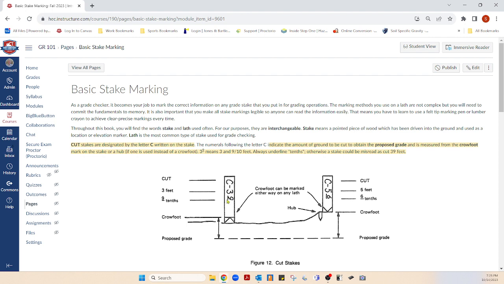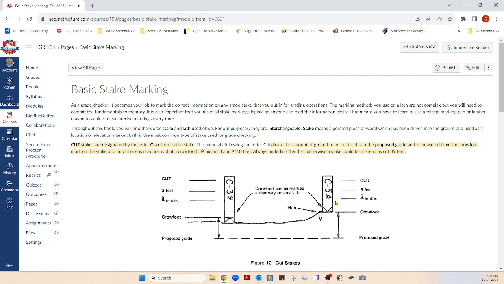Why don't we just say 3.9, 3 9/10? Well, the dot may confuse the grade checker, and he may think it's cut 39 feet. I'm pointing to it up here. See, this 3.9 means 3 foot 9 tenths. Always underline tenths, otherwise the stake could be misread as cut 39 feet. And there are 39-foot cuts on a lot of excavations, especially the ones that have slopes on them. So that's the way you write it.